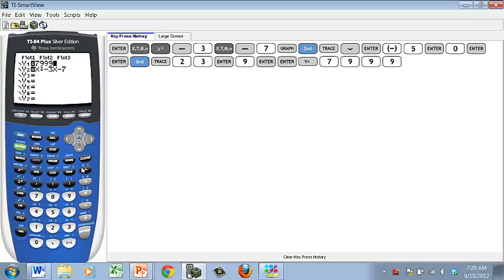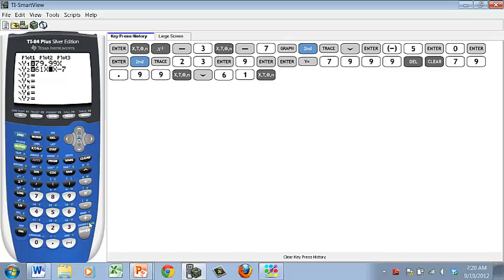Oh, I got the decimal. Let's try that again. X, and then in my second equation, I will have 61x plus 1050.